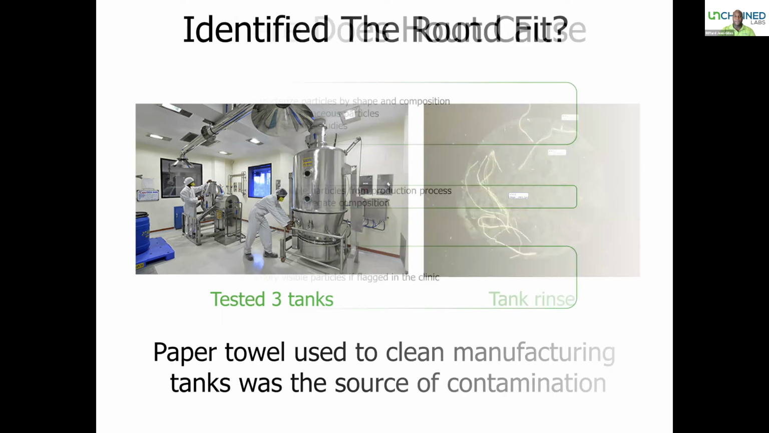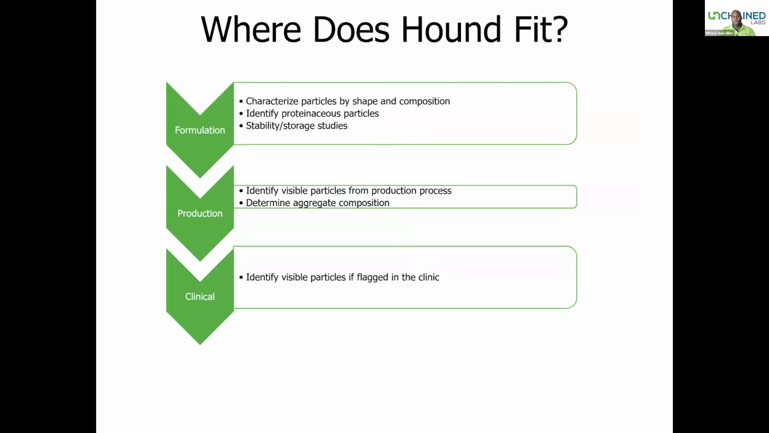And so as you think about the Hound, I want to encourage you to think about where exactly it makes sense. If you're thinking about how do I characterize my particles by size and composition, how do I determine the actual count of those samples as I make my way downstream, this is where the Hound can be useful. You can identify proteinaceous particles, not just synthetic ones, but you also have the ability to store some of your reference spectra and use that to further assess stability and storage studies over time.